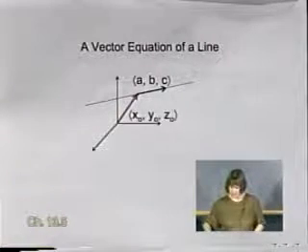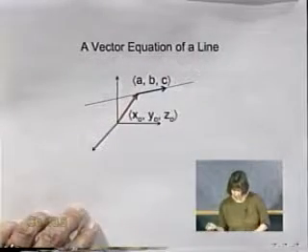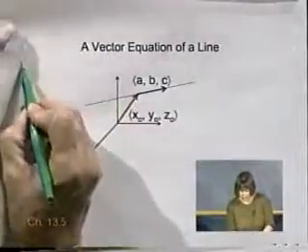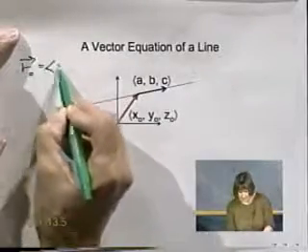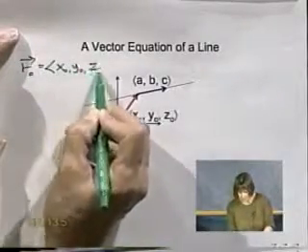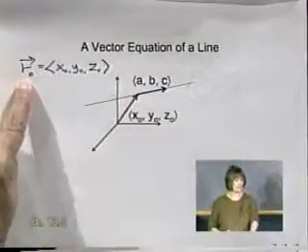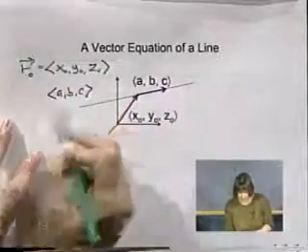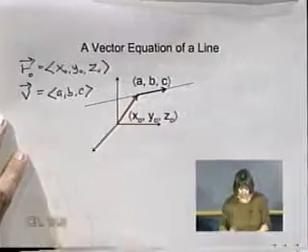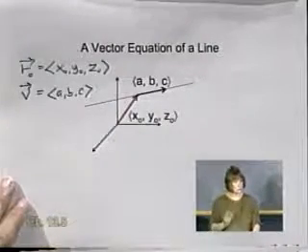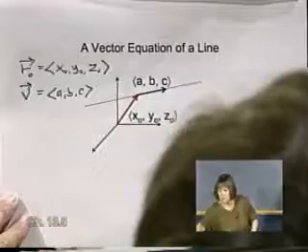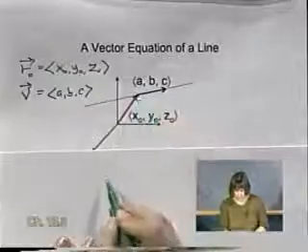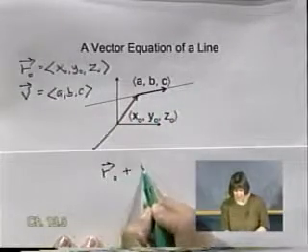Now, just to make life a little bit easier, let's call vector r naught the vector that's x naught, y naught, z naught. We'll call him r naught. And I'm going to call this vector ABC, the one that's pointing me in the direction of the line, vector v. Now, as we said before, we could take vector r naught plus vector v.